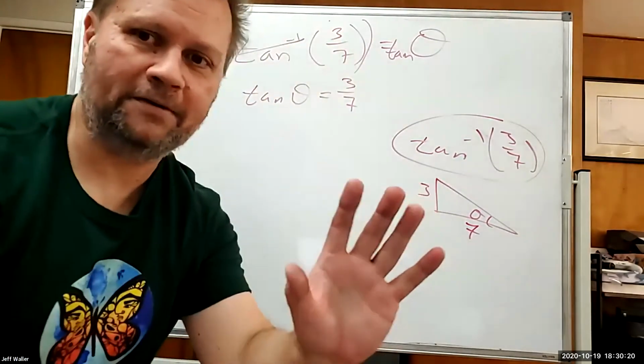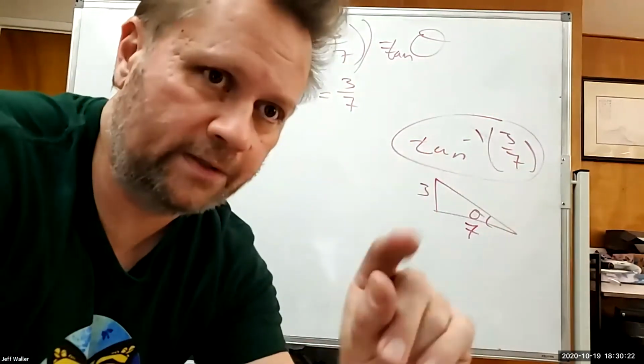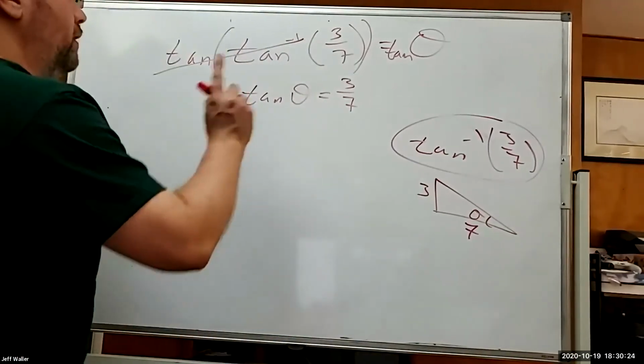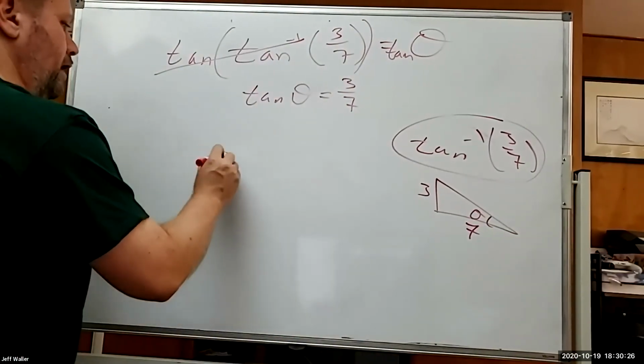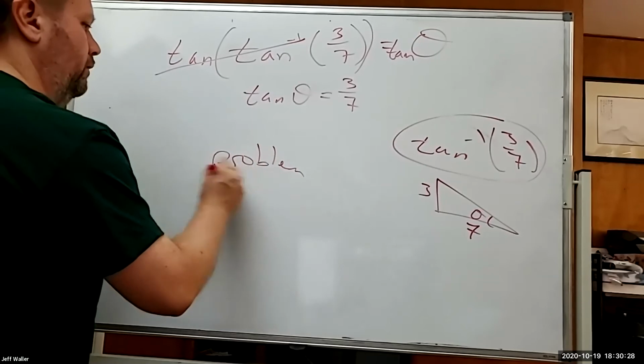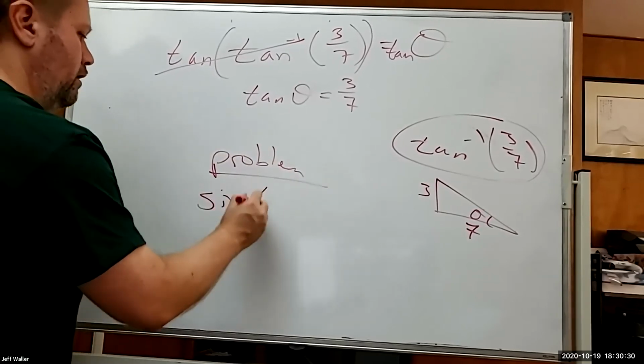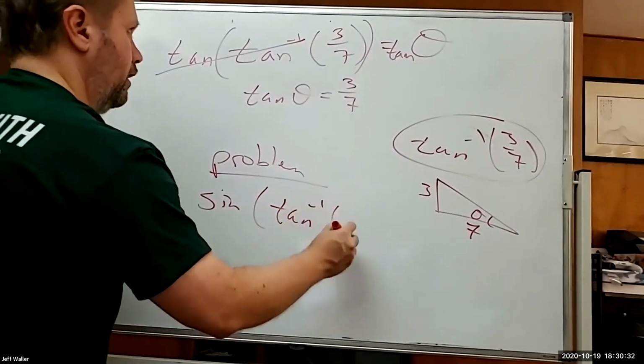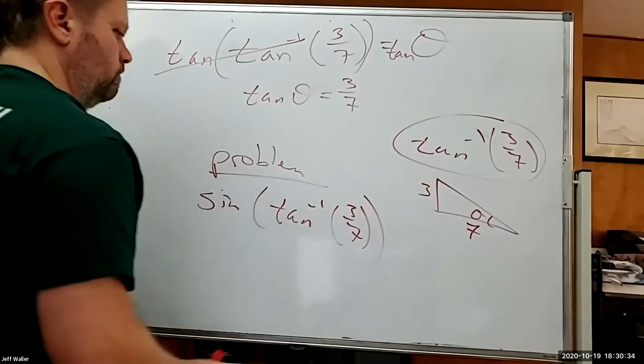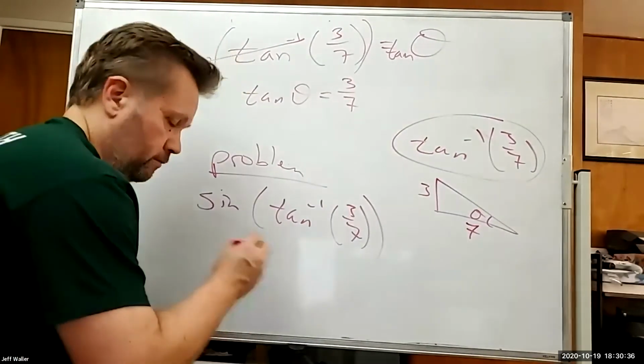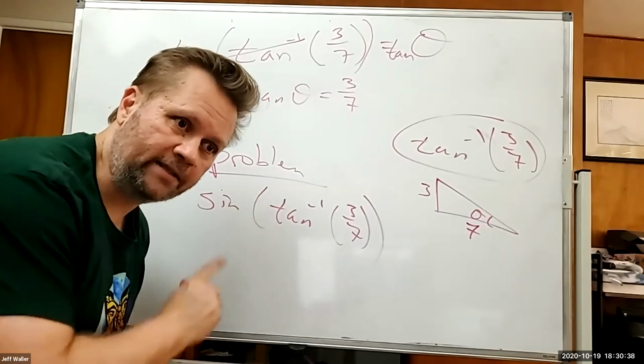I love you guys. I promise, this is the last problem. What if the problem was this? The actual problem said, please find the sine of the inverse tangent of 3/7. You guys with me? Why does this make sense?